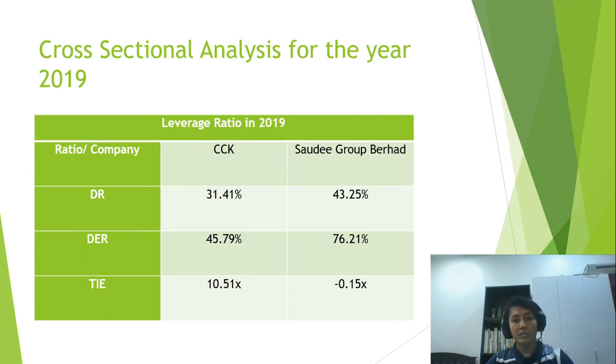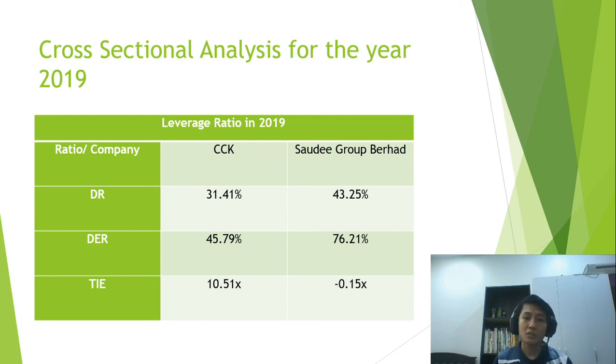Moving on to the next slide, we compare both companies' leverage ratio in 2019. As we can see, both companies show good performance when it comes to debt ratio, because both companies' ratio values do not exceed 100%. But CCK had a better ratio because it was less than Saudi Berhad's. It indicates that CCK used less debt to finance assets compared to Saudi Berhad.